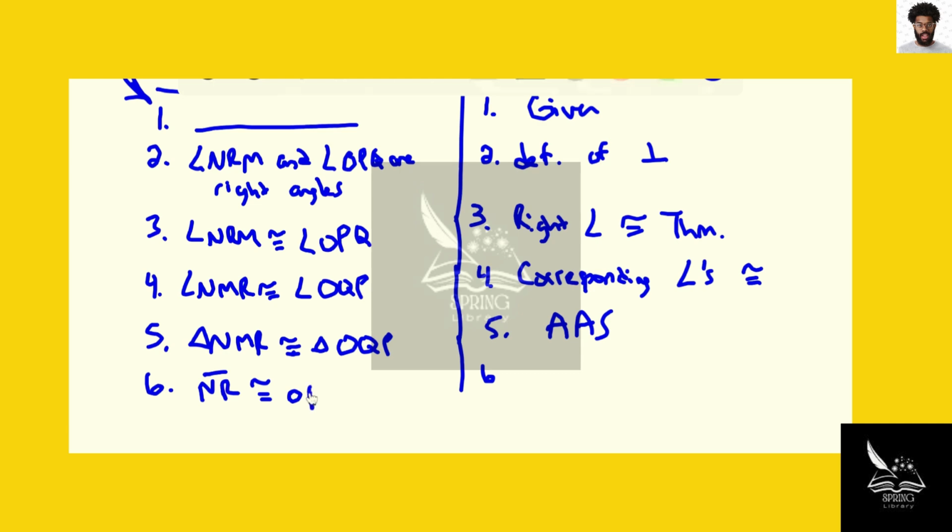We can prove what we wanted to prove, and that is because all the corresponding parts of those congruent triangles are congruent. CPCTC. Oh, that's helpful.